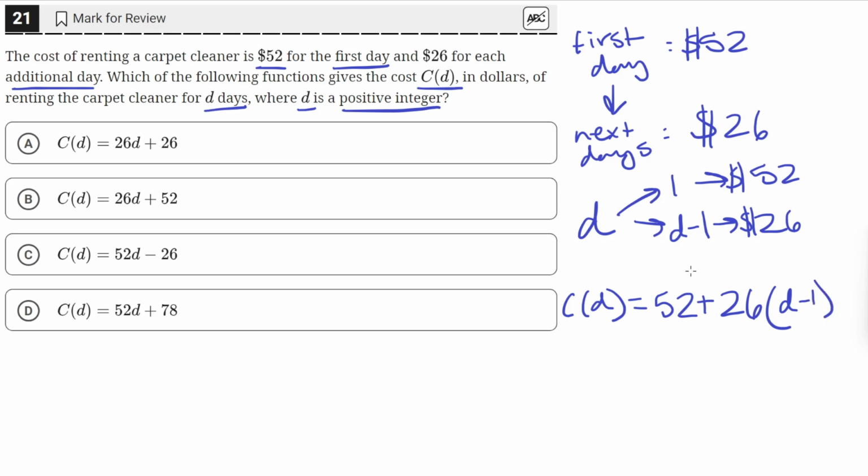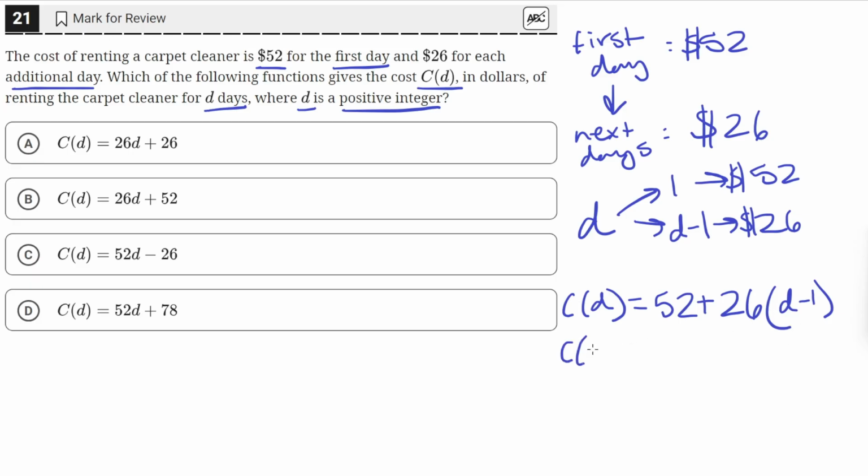So the first day is just $52, and then D minus 1 days, which is all the days after the first day, it's going to cost $26 every day. So this is our equation that gives us the total cost for renting for D days. But let's simplify this distribution of 26 here.